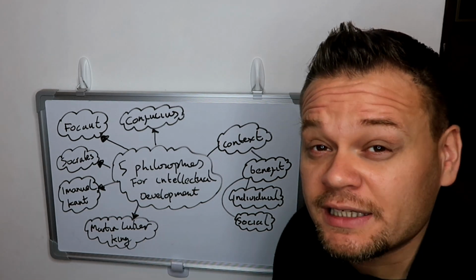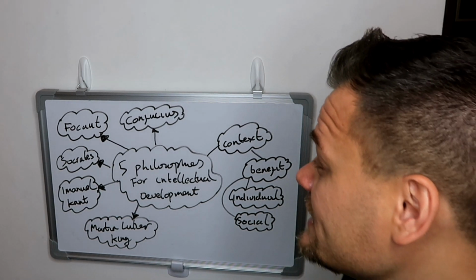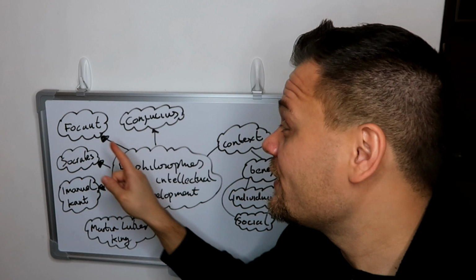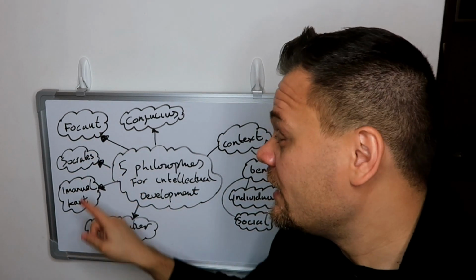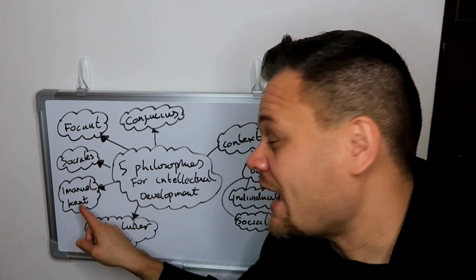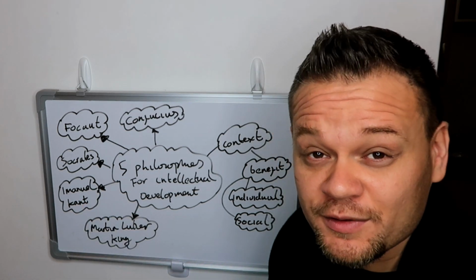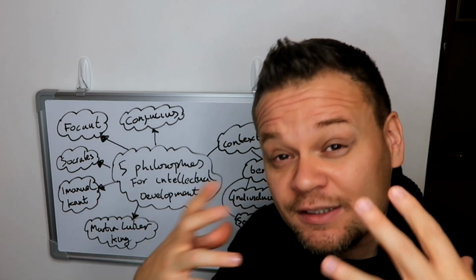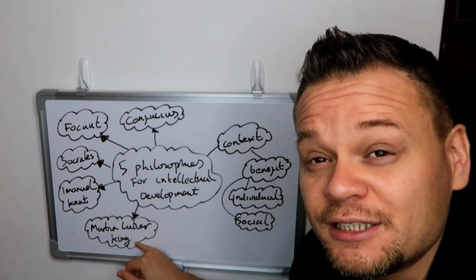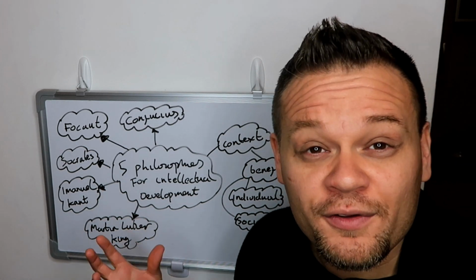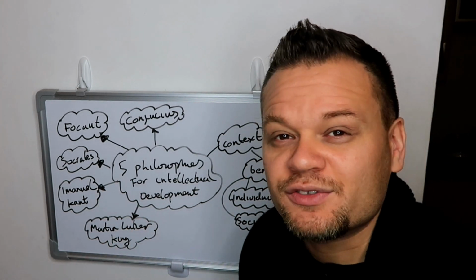We're going to be referencing various people such as Confucius, Foucault, Socrates, and Immanuel Kant, and these are 4 famous philosophers. And we're also going to reference the civil rights leader Martin Luther King. So without further ado, let's get straight into it.